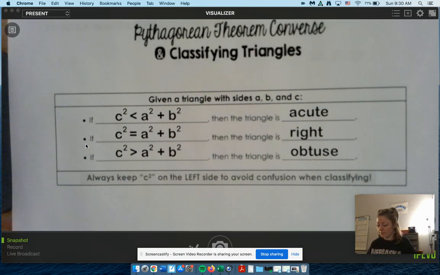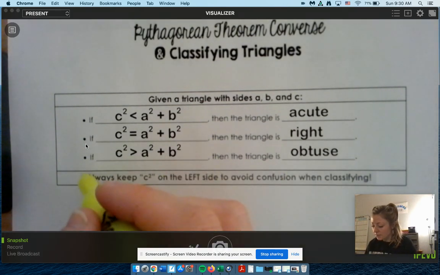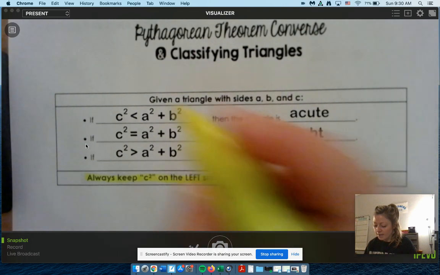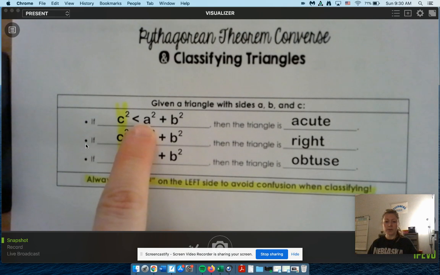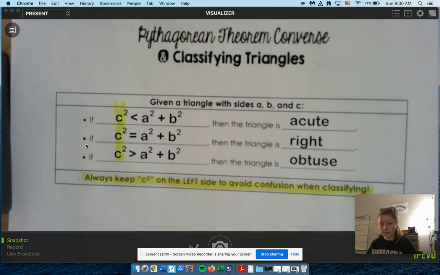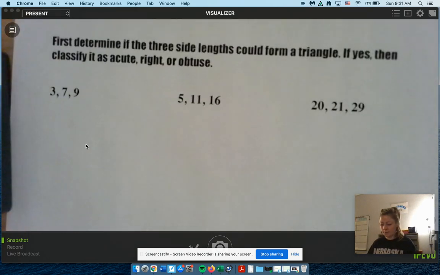But this is a good nugget of information right here. Always keep the c squared on this left side. It will help make your life easier, because then you can tell by just looking at the inequality symbol. If it's less than, it's acute. If it's greater than, it's obtuse. And c is always your biggest side. Okay, now let's try a few examples.